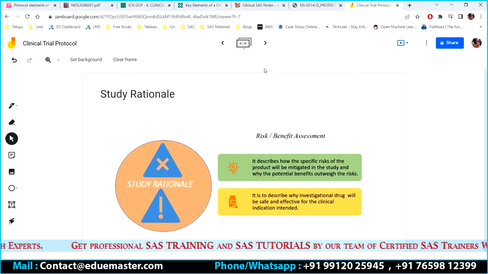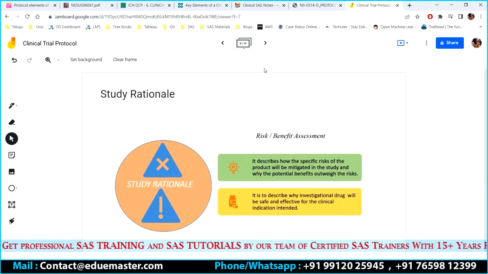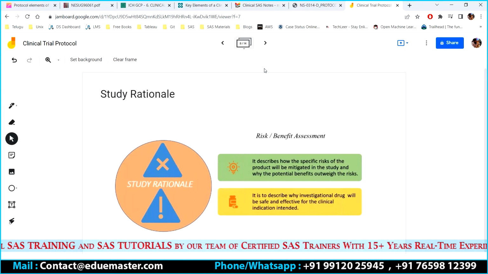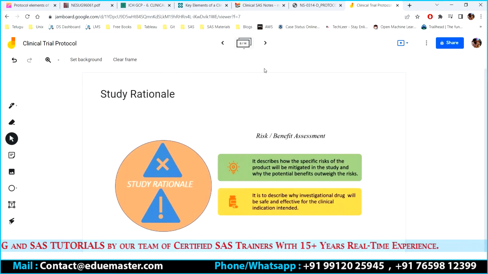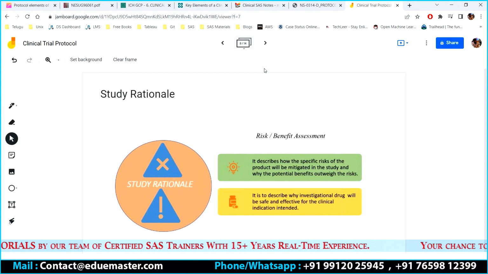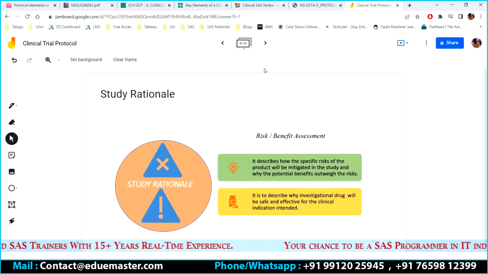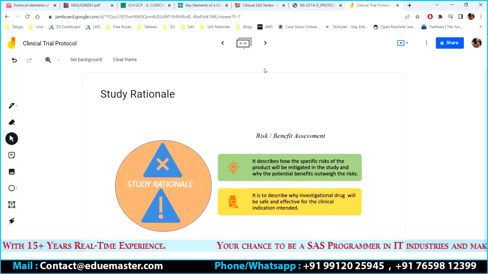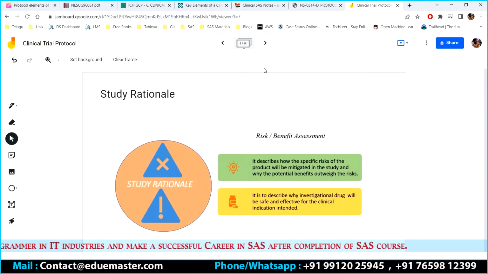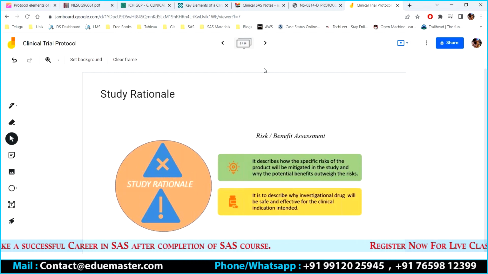Then, study rationale. Study rationale primarily talks about one thing: risk or benefit assessment. What do you mean by risk or benefit assessment? Every drug has a risk involved with it. Every drug we are taking to get some benefit. Am I correct or not? I'm taking metformin. Metformin we are taking to get the benefit of lowering your sugar levels. Very straight thing. The benefit is that it is going to lower your sugar levels.